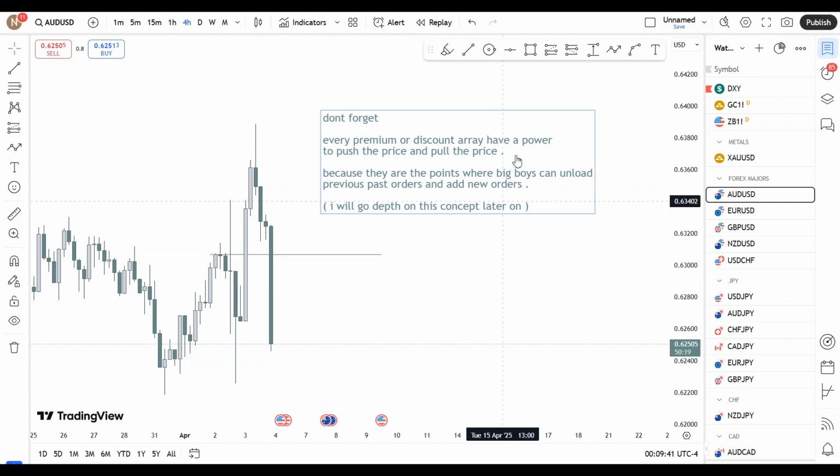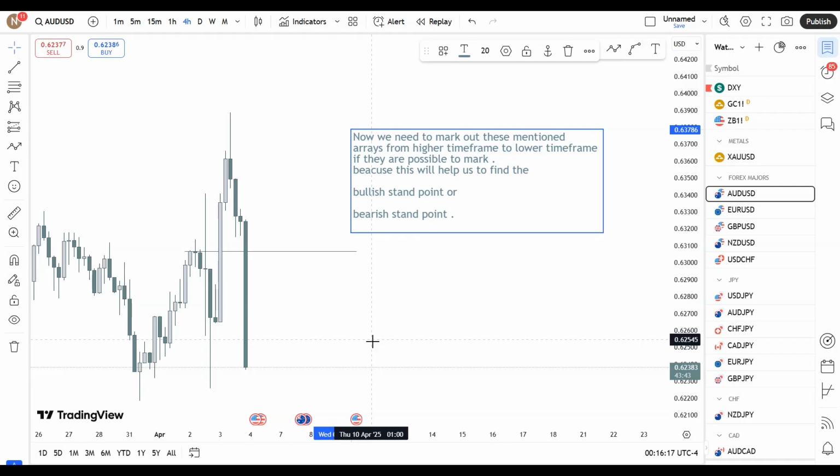Every premium or discount array has a power to push the price and pull the price because they are the points, the arrays, where the big boys can unload their previous past orders and add new orders. Now we need to mark out these mentioned arrays from higher time frame to the lower time frame if they are possible to mark, because this will help us to find the bullish standpoint or bearish standpoint.